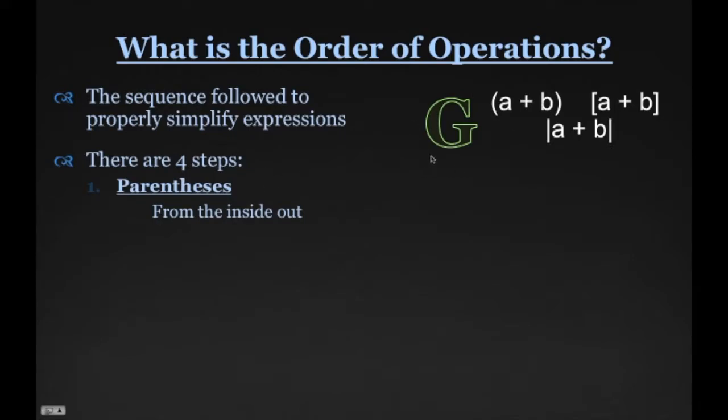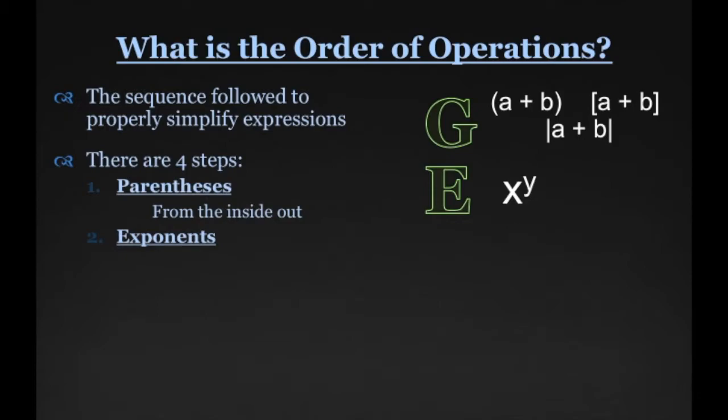The second step is indicated by the letter E, which stands for exponents. For example, we might have something like x to the y power. This is our base, and that's our exponent. We'll just simplify this, and that's step 2.